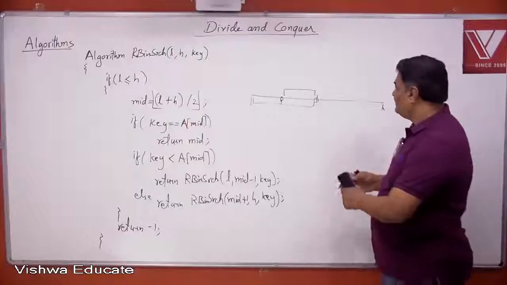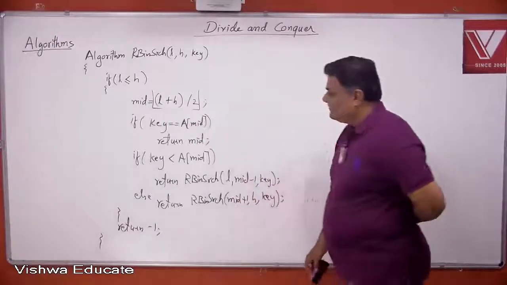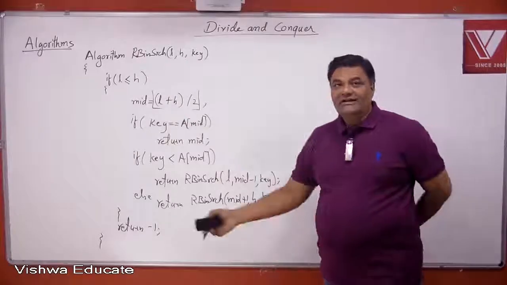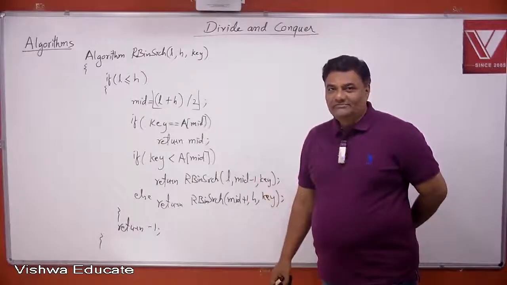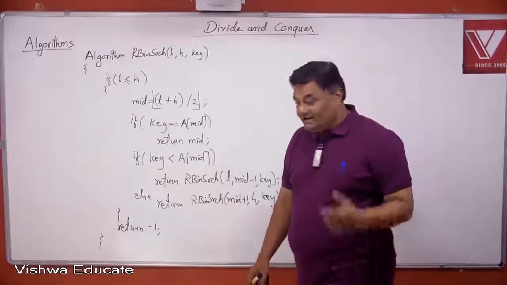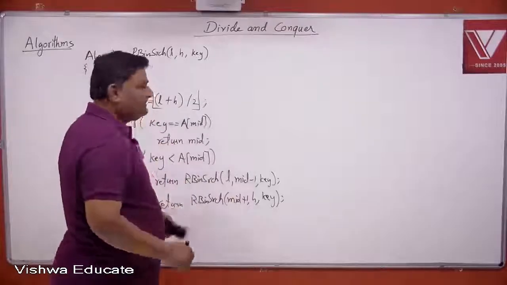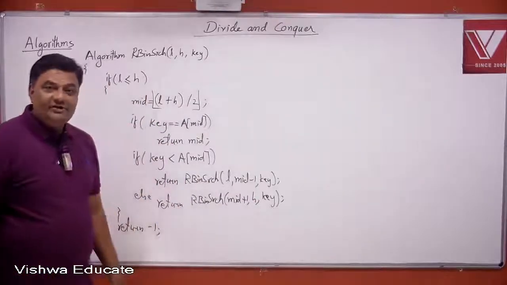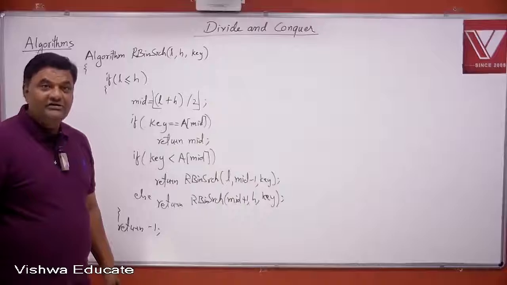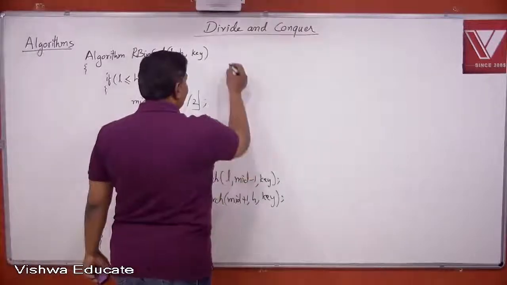Alright, now we want the time complexity of this algorithm. What is the time complexity? How do you specify the time complexity? The time complexity of a recursive algorithm is given in the form of a recurrence relation. Already I have explained how we write a recurrence relation.